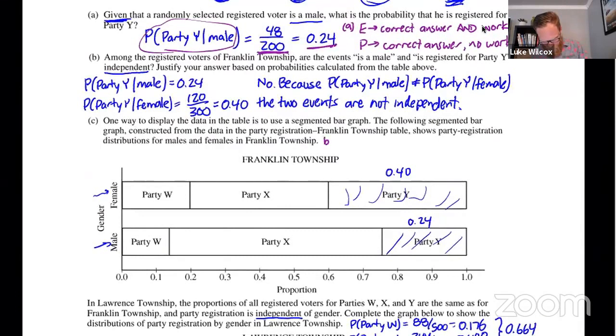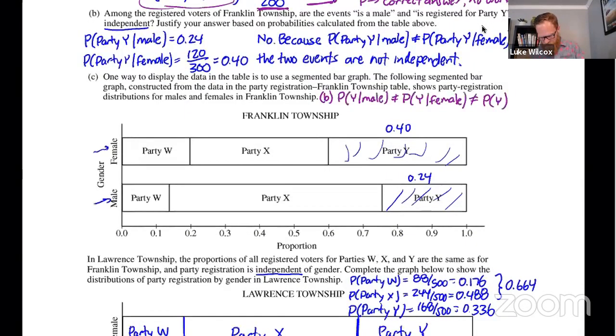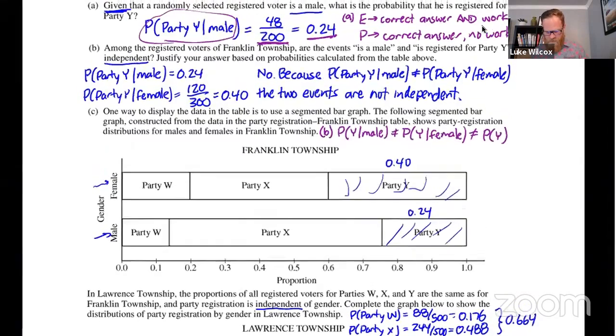So I'm going to write the rubric down here. This is the grading for part B. So here's the important thing to know for this rubric. There are 3 different probabilities that could have been used in order to answer this question. We looked at the probability of party Y given that they are a male, and we compared that to the probability that they are party Y given that they're a female. The other probability that could have been used to compare to either one of those is just the overall probability of Y, which we did calculate down here as 0.336.